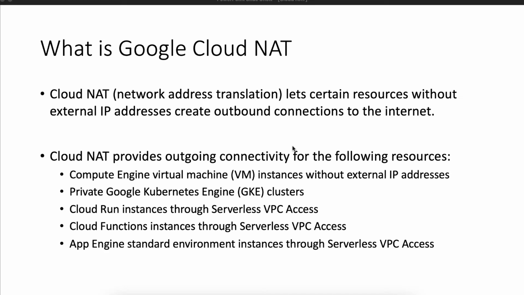But nobody can initiate an inbound connection from the internet to your virtual machine to SSH, or if you have a website or something running there, they can't directly reach your EC2 instances or your virtual machines. So that is the reason you want to use Cloud NAT, or NAT. And it doesn't really have to be Cloud NAT. Cloud NAT is like a managed NAT. So you can basically just create a virtual machine and make it work as a NAT.